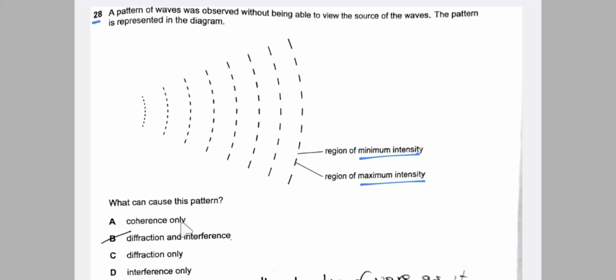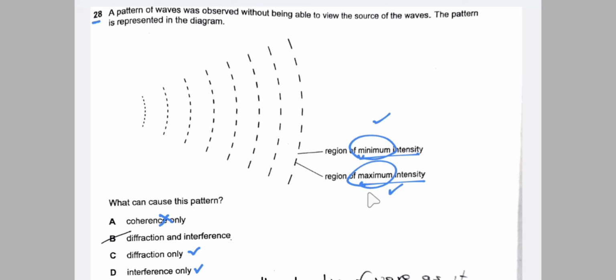Coherence, that means constant phase difference. This is not the case. Then diffraction, okay, we can see that the waves are diffracted, so it could be diffraction. And there could be interference, since as the waves are diffracted, maximum and minimum are detected.